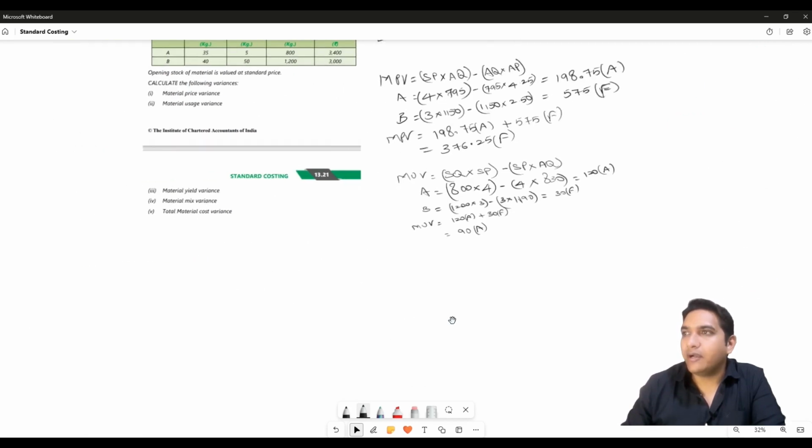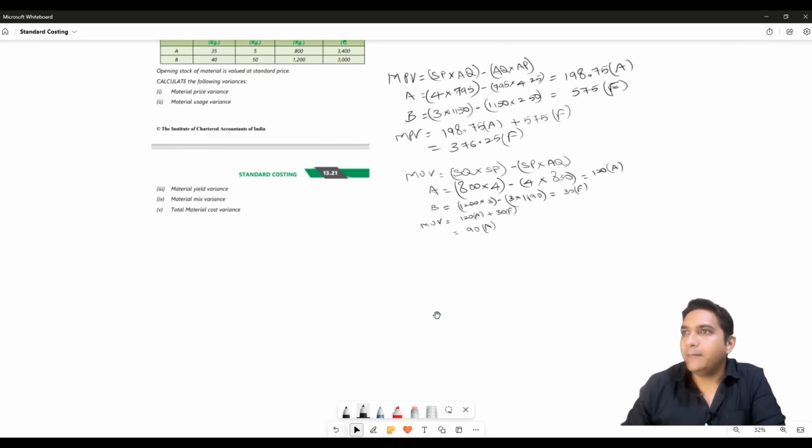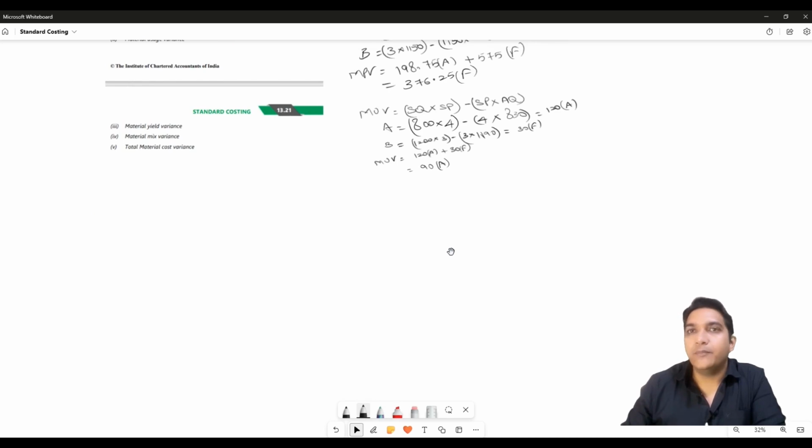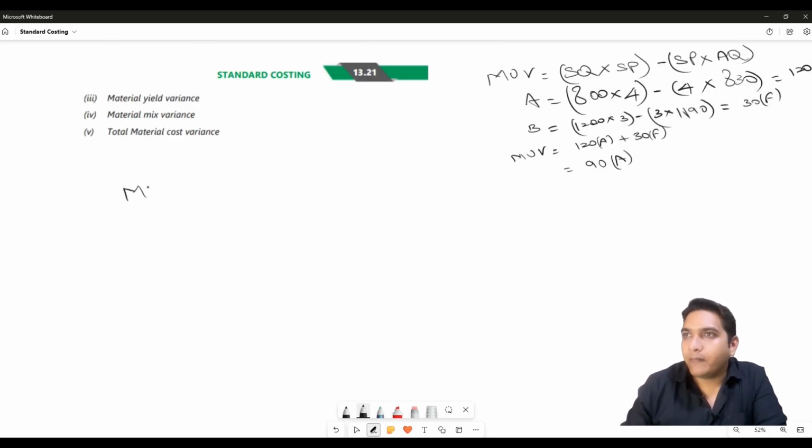Next we have to compute material yield variance. How do we compute material yield variance? What is the formula? The formula is going to be simple. Standard quantity multiplied by standard price minus revised standard quantity into standard price.